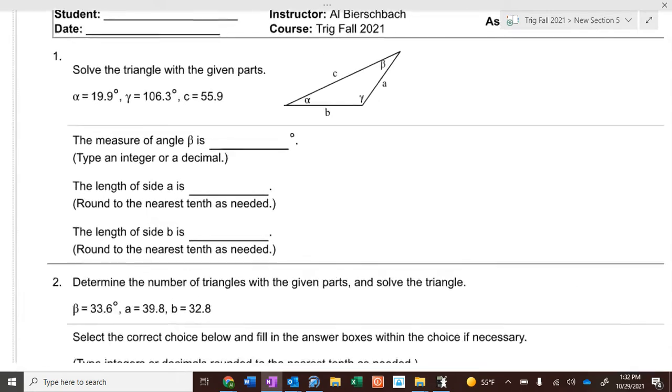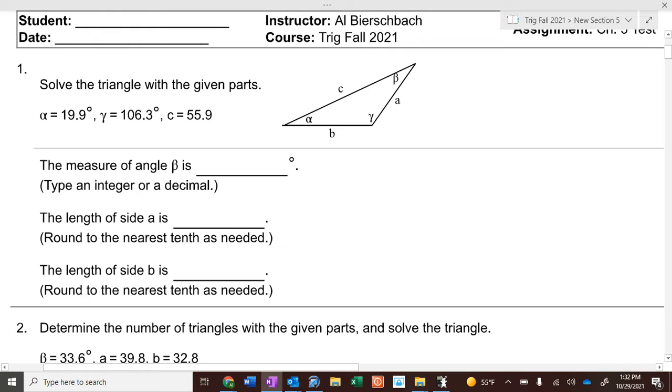Okay, solving the right triangle. What do we do first? 106.3, 19.9. What do we do first? Add them up and subtract from 180. So 106.3 plus 19.9 is 126.2, which leaves us with 53.8.